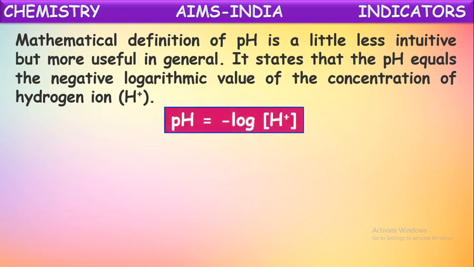Mathematically it is represented like this: pH is equal to minus log of H plus ion concentration. So if we know the H plus ion concentration of a solution, then we can find out the pH of the solution by using this formula, minus log of H plus ion concentration. If we know pH value, then we can determine its exact quality, whether it is acidic or basic, and the strength of its acidic nature or basic nature also we can determine.